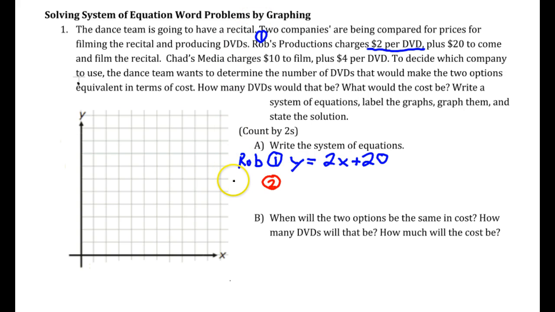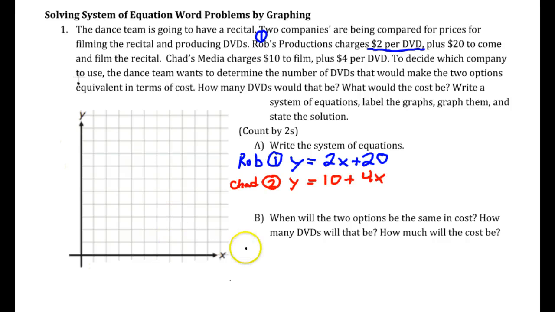we have Chad. And looks like he is going to be $10 to film, $10 to film plus $4 for every DVD. Notice how they gave us the information in different orders. Again, you can't go on the order. You have to look at the language.